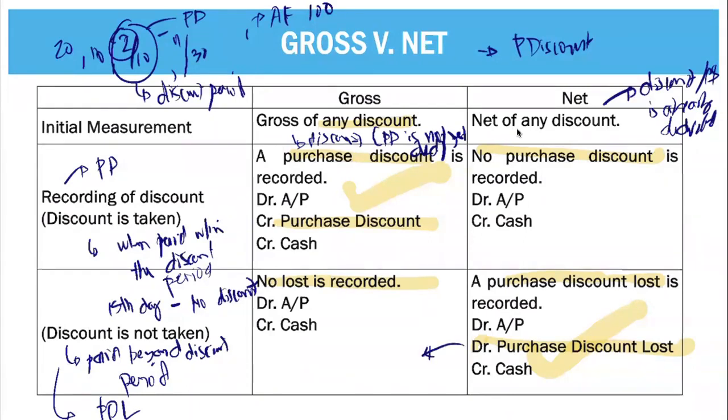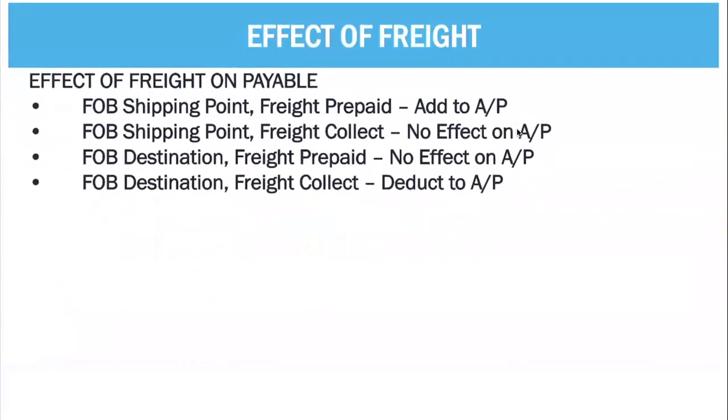How do we treat your purchase discount loss again? It is considered as an adjunct account. When we say adjunct account, it increases your purchases, right? It increases your purchases. So therefore, it affects your cost of goods sold. Okay? Adjunct account, it increases your purchases. It is treated as an increase in your cost of goods sold. Here, okay, I hope we are clear here in your gross versus net. Next, we proceed now with your freight.